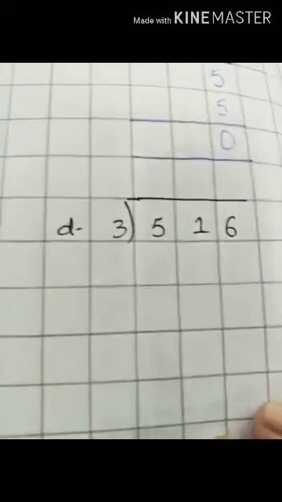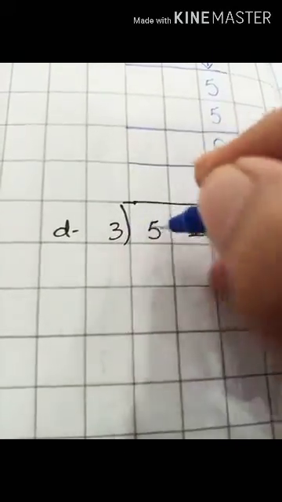So students, look at this and compare the first digits, 3 with the 5.